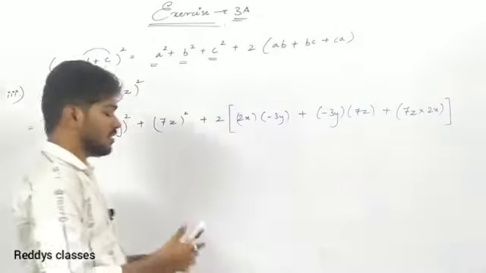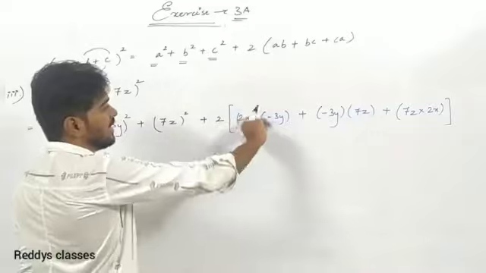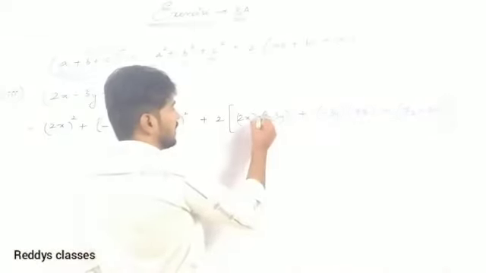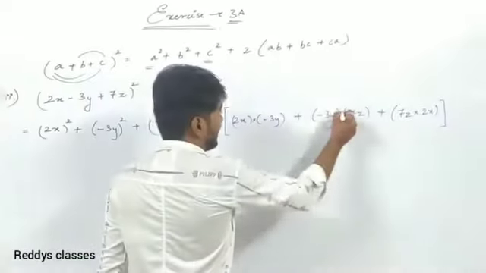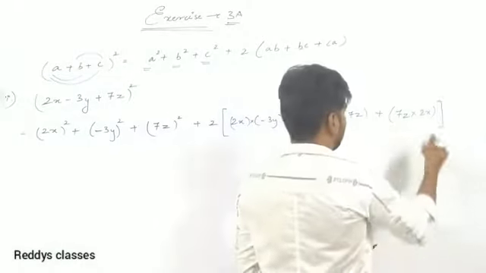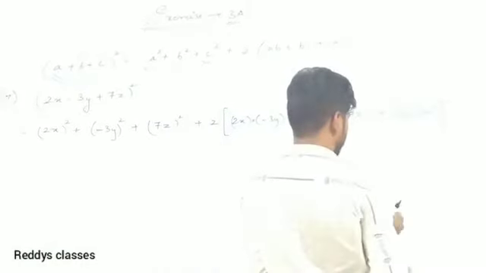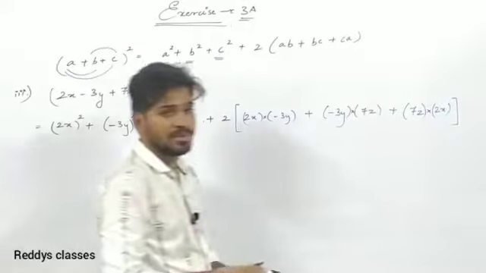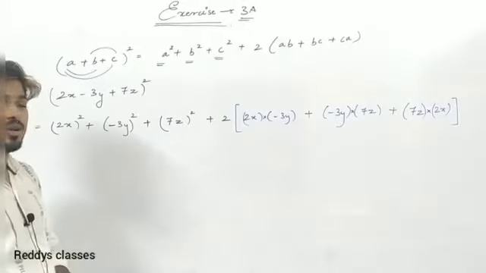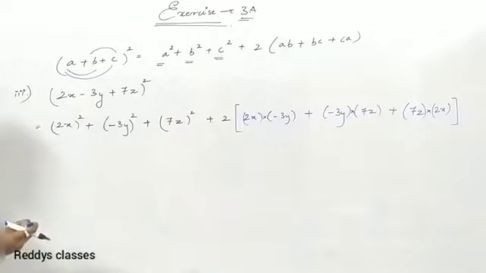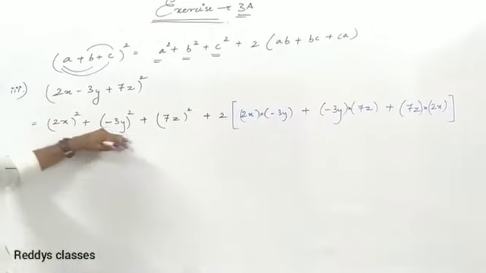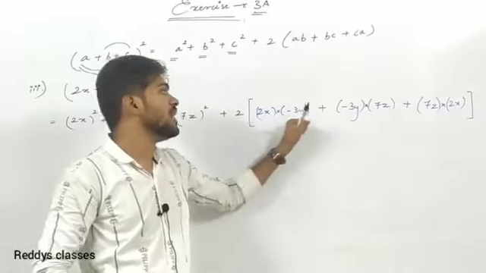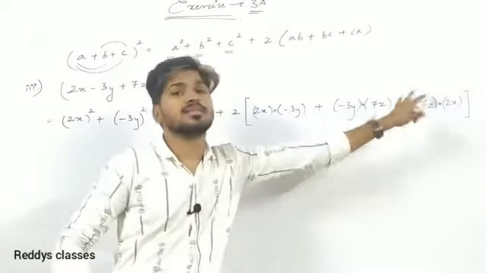I can write all the functions in the same way, write this also like this, else like this. This represents multiplication itself. Okay, so let us see how we are going to solve this: A square plus B square plus C square plus 2AB plus BC plus CA.